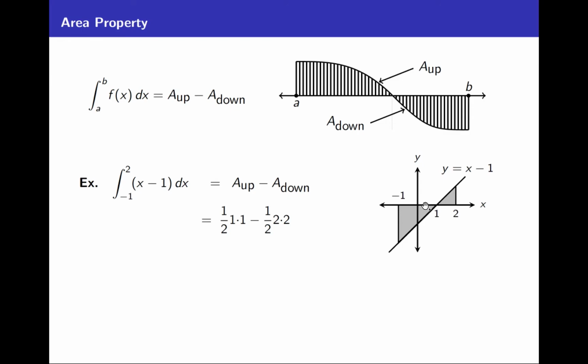Well, A down is this bigger triangle. Its base is equal to 2, and its height is equal to 2 as well. So its area would be 1/2 base times height. That's 1/2 times 2 times 2. And you subtract that because it's A down. And when you combine this, you get negative 3/2. So the definite integral from -1 to 2 of x minus 1 dx equals negative 3/2.